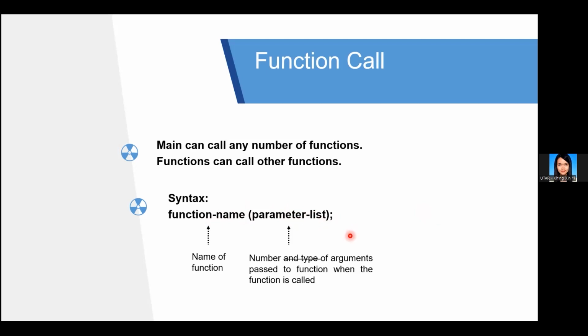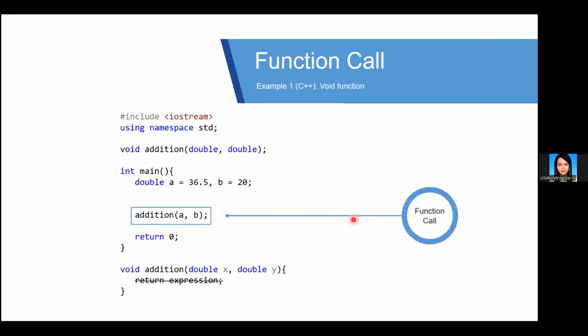Okay, and then there's one thing here: you have to mention what arguments you want to pass down. For example, if we look at the first example here, this is the void function. Remember, for functions, we have the void function, which means the function won't return anything. And then we have the second kind, the value returning function, which means the function will return a value to the function caller.